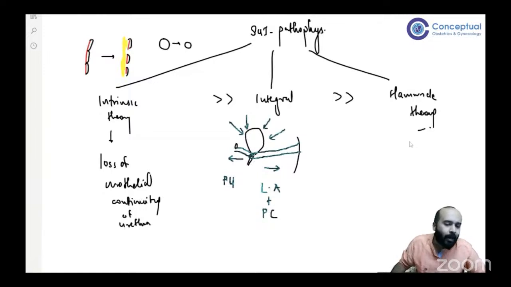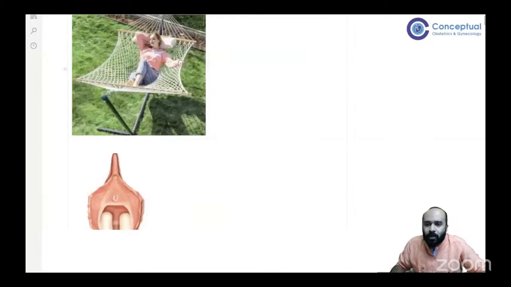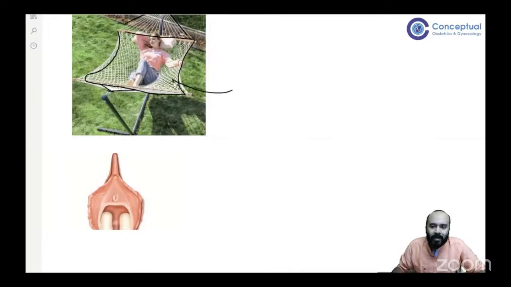The last theory is the hammock theory. The hammock theory, which is the oldest theory, talks about a hammock. Now, this is a hammock that you can see. This white thing that you can see behind is the hammock. This hammock rests on some support that is given over here. So in this scenario, assume this hammock to be the anterior vaginal wall. And imagine this lady over here to be the female urethra that is lying on the anterior vaginal wall.